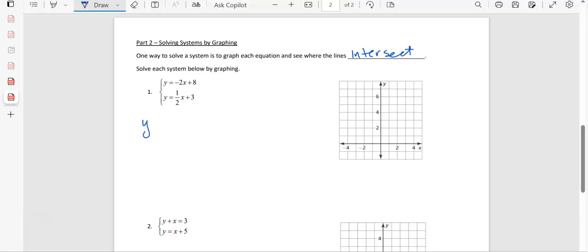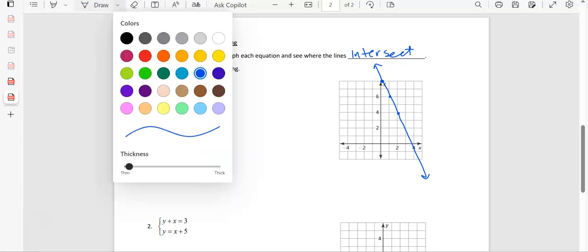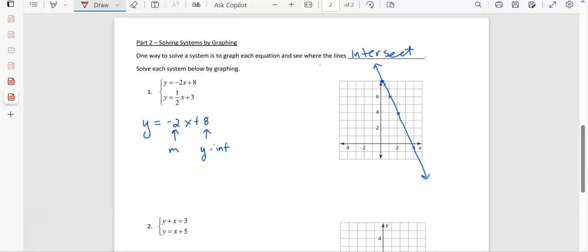And so we're going to graph these by hand. Remember, this is our slope, and this is our y-intercept. So the first line, we're going to start at 8. A slope of negative 2 means we go down 2 and right 1. And then our second line, I'm going to do a different color just so we can get some contrast.